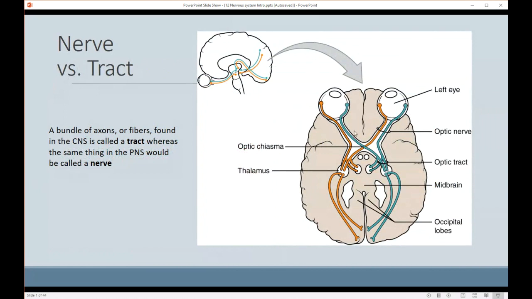We can see this really well when we talk about our optic nerve. Right here, this is our eye, and we have this optic nerve coming in. The optic nerve, remember, is cranial nerve number 2, sorry, olfactory is number 1. When we cross here at the optic chiasma, we then become a tract because now we're part of the central nervous system and not part of the peripheral nervous system. So nerve in the peripheral, tract in the central. Same thing, it just has to do with the location.